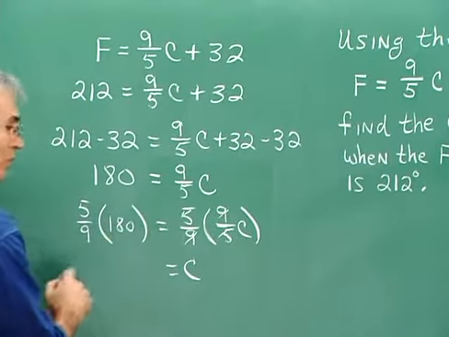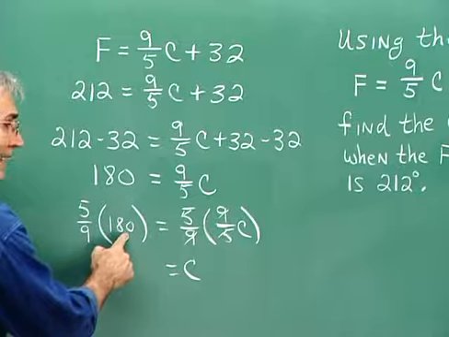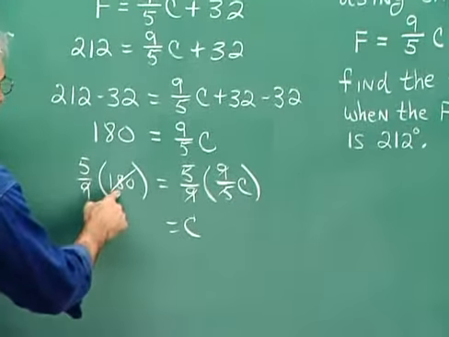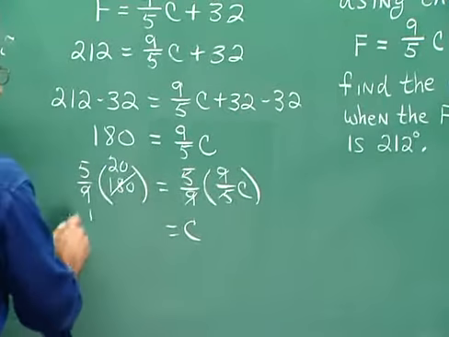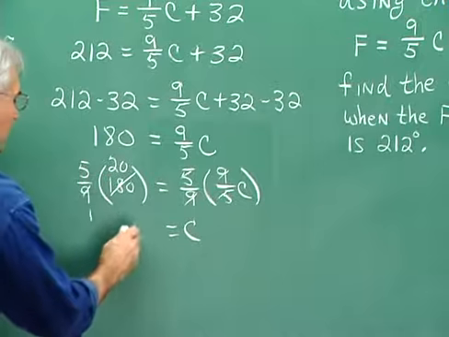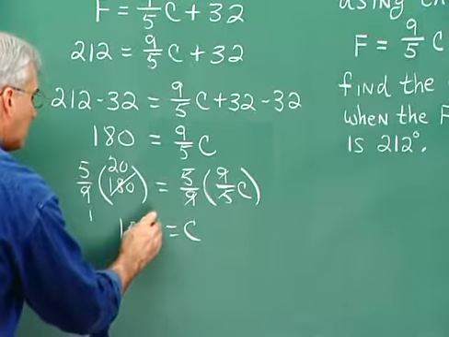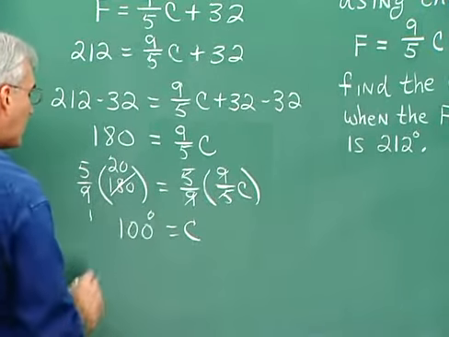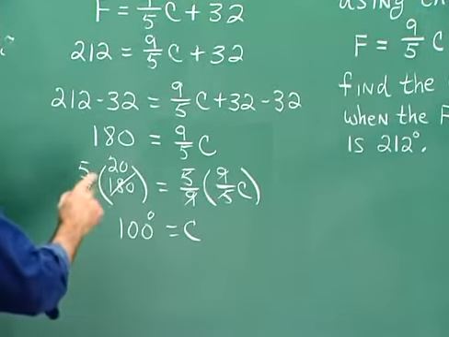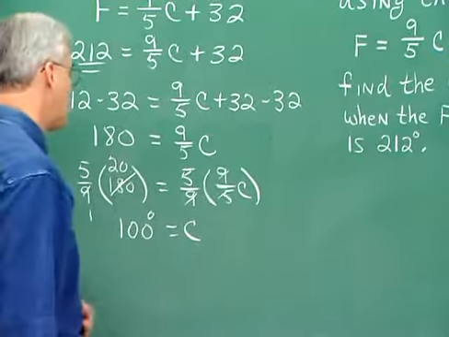And now I need to perform this operation. Well, the 9 and the 180 can cancel. 9 into 9 goes 1. 9 into 180, well, let's see, 9 into 18 goes 2. And then 9 into 0 goes 0. So 20. And then 5 times 20 is 100. So 100 degrees is the Celsius temperature corresponding with a Fahrenheit temperature of 212 degrees.